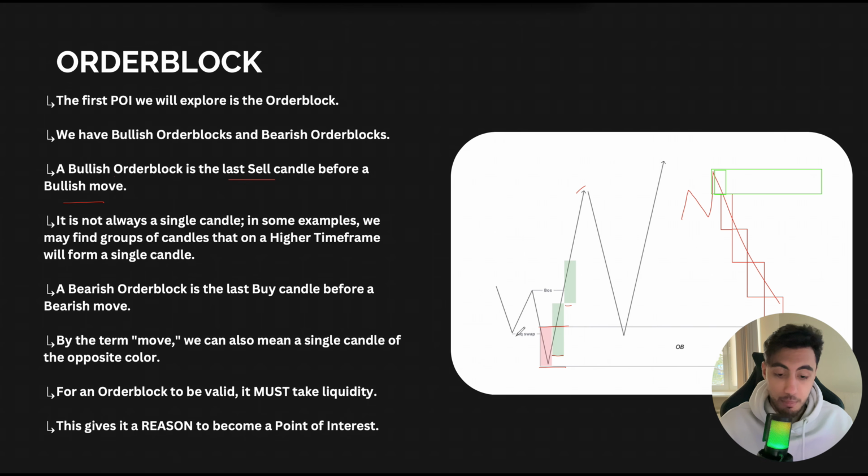For example, here, see, price takes out the liquidity. Price takes out the liquidity, then this is going to be the best order block that price is going to tap into and give us the reaction. It gives the reason to become a point of interest. So let's dive into some examples of the order blocks.